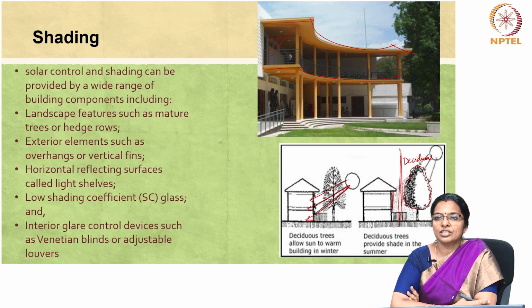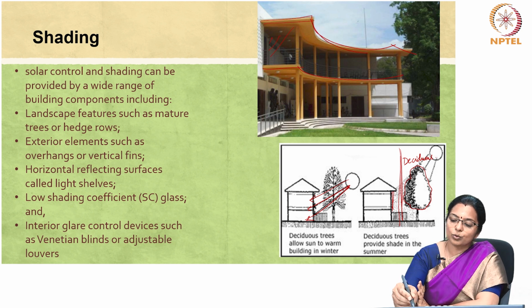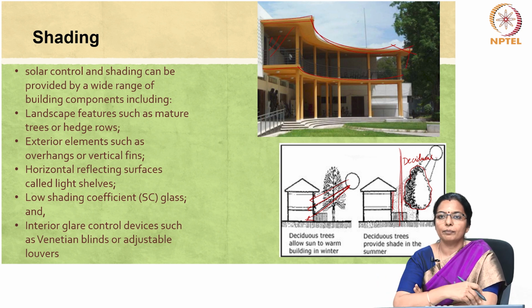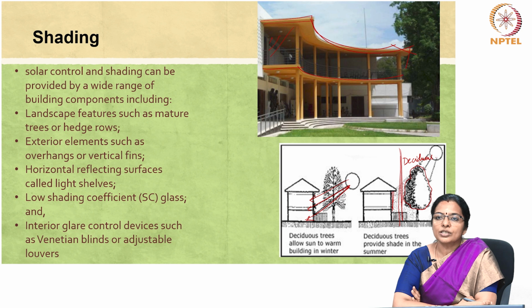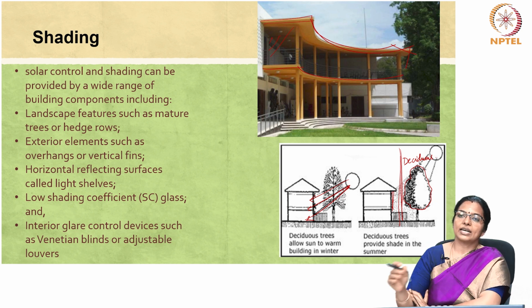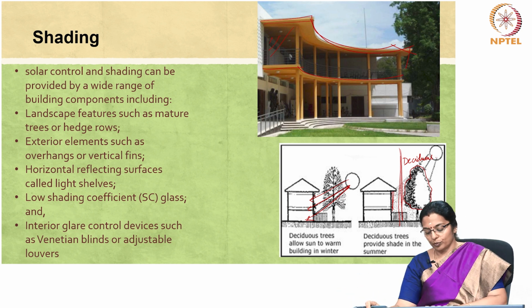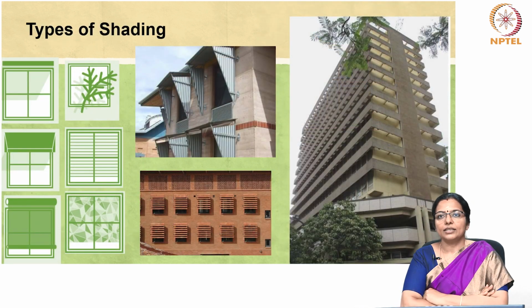Exterior elements such as overhangs or vertical fins can be used as is shown in this picture. First one, the horizontal reflecting surfaces, can be used; these are called light shelves. Low shading coefficient glass and interior glare control devices such as Venetian blinds or adjustable louvers can also be used. Let us now look at the types of shading.